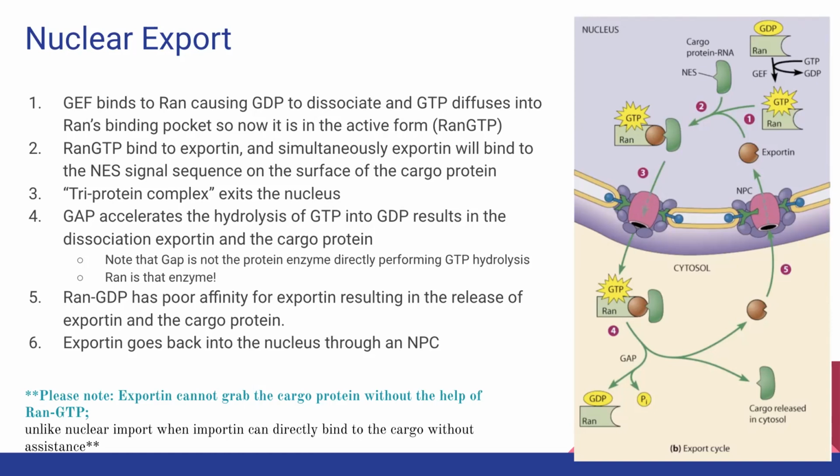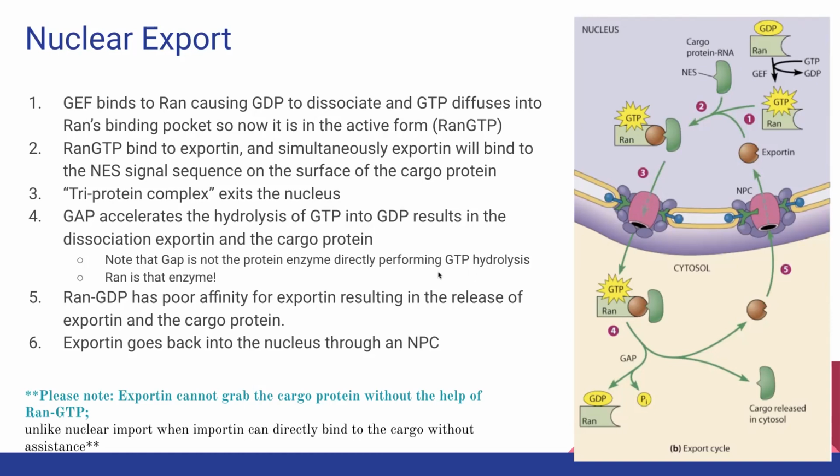Like I said before, note that GAP doesn't have that enzyme ability itself. It just helps RAN. And then RAN GDP has poor affinity for exportin, resulting in the release of exportin and the cargo protein. And then exportin is able to cycle back into the nucleus through the NPC.